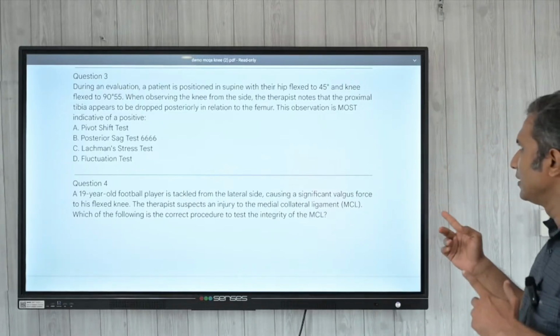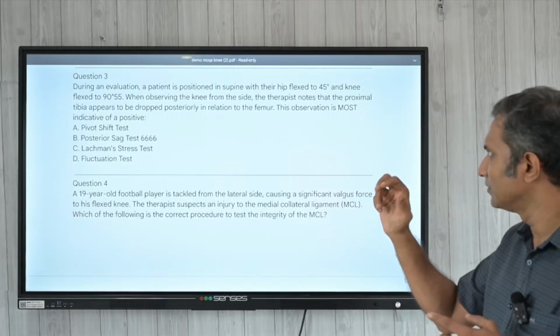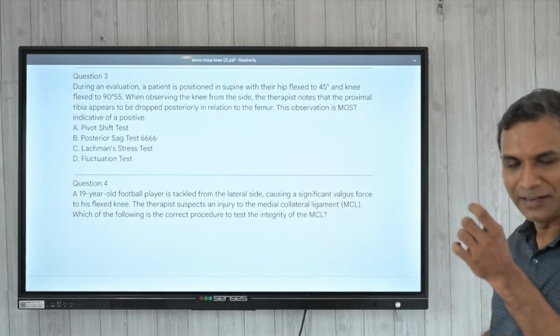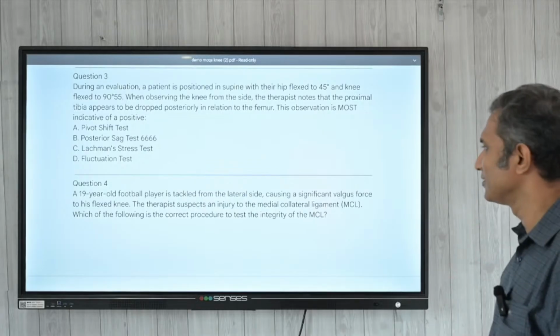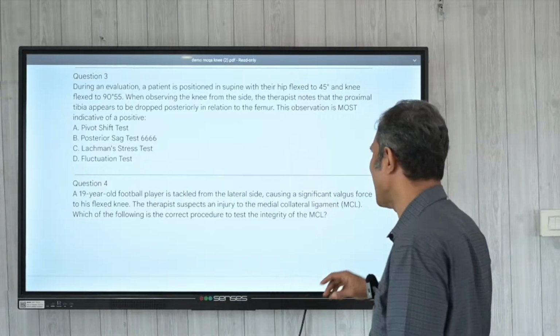So hip flexed to 45 degree, knee flexed to 90 degree. Looking from the side, the therapist sees that the tibia is dropped posteriorly. So the hint is clear here. I think there is no need to guide you towards the answer for this question.